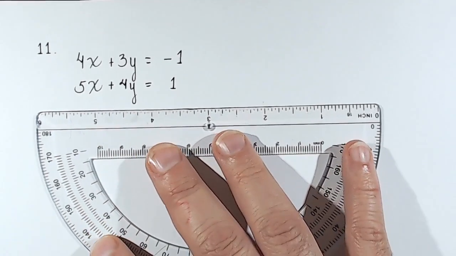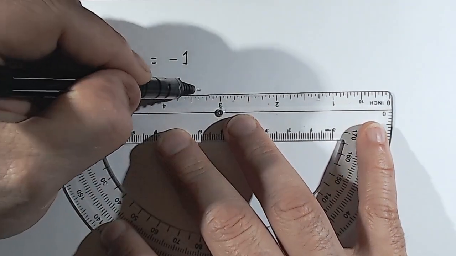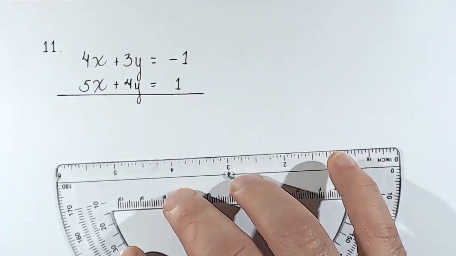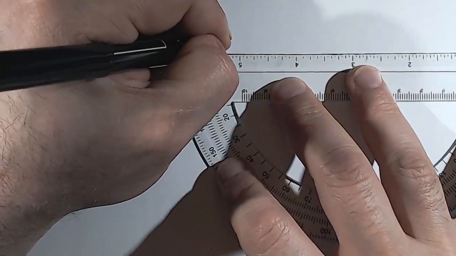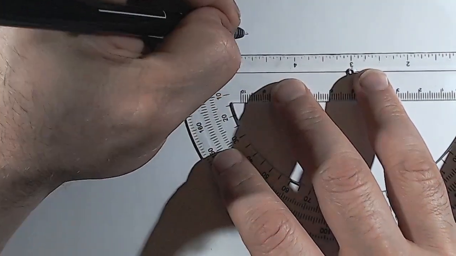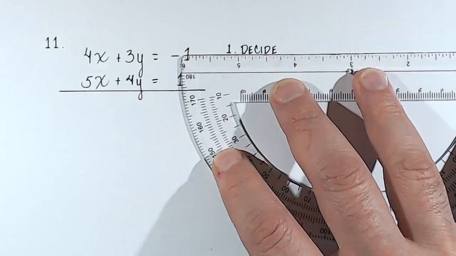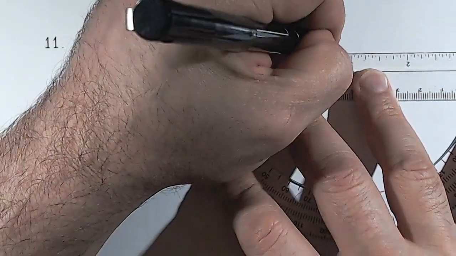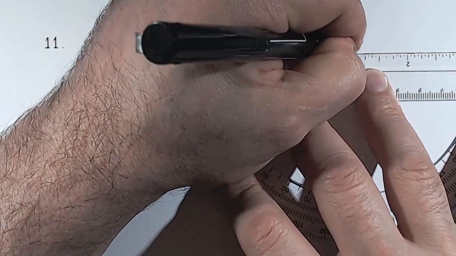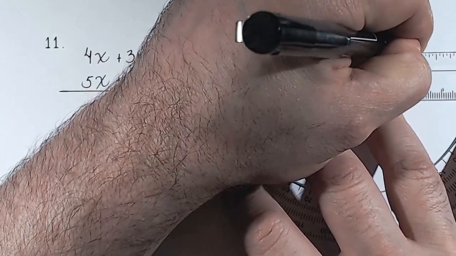Now to do elimination, it's actually easier than substitution. Just draw a line, and you have to now determine, this is the first step. This is something that you're going to have to do in your head. Step 1 is to decide which letter to eliminate. Decide which letter to eliminate.